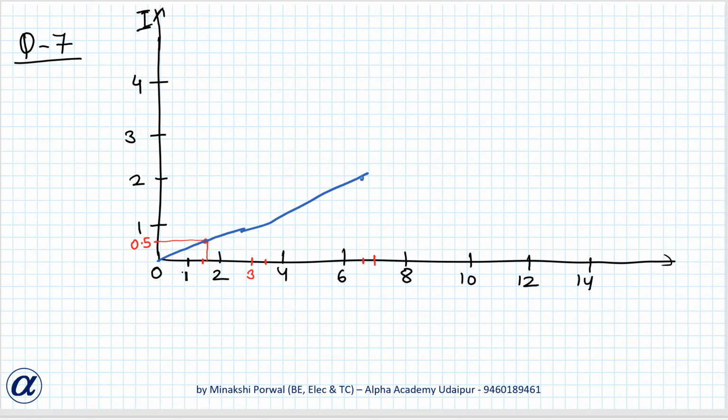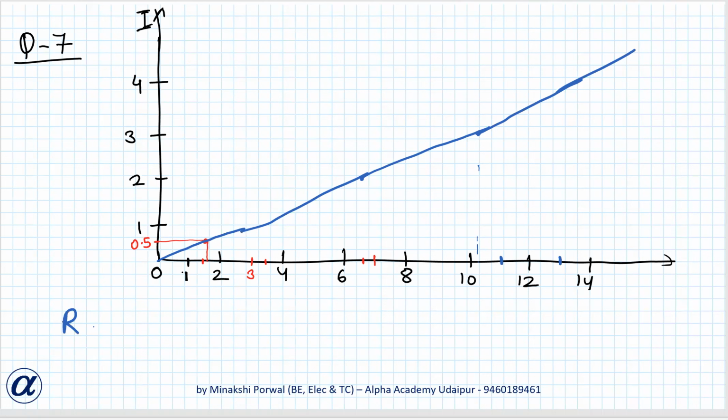Then for the value 10.2, this is 11, so 10.2 corresponds to 3. Then the value corresponding to 13.2, this is 13, so 13.2 is here, and it is equal to 4. This way we'll first of all draw the graph.